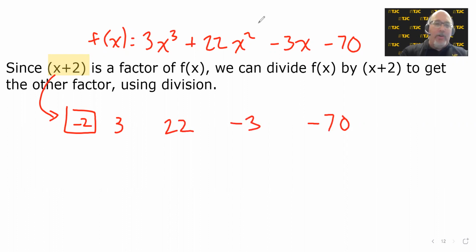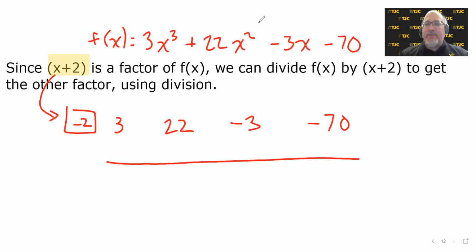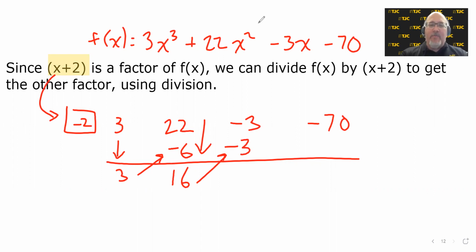Now, I better get a remainder of 0 because this is supposed to be a factor. It divides evenly. Just remember how synthetic division works. Bring down the first number to get 3, multiply by what's in the box. What's in the box is negative 2. 3 times negative 2 is negative 6. Add vertically, 22 and negative 6 is 16. Multiply diagonally by the box number. 16 times negative 2 is negative 32. Add vertically, negative 3 and negative 32 is negative 35.